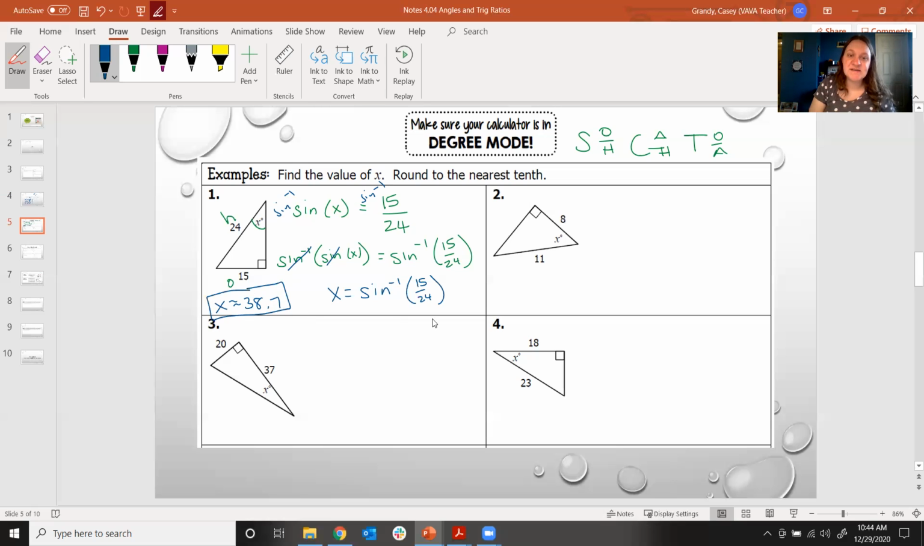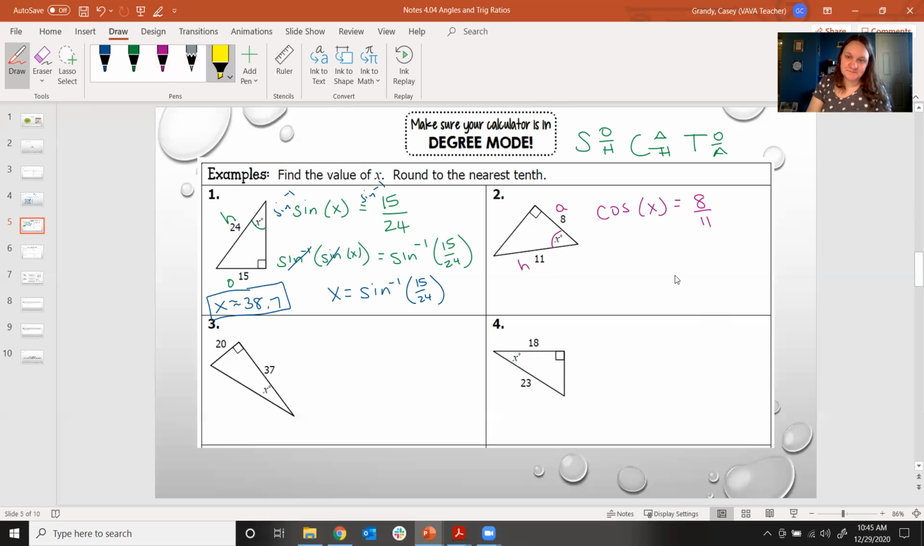Now there's a little shortcut to this. If you understand what I did in this second green step, there's a way to kind of do a little shortcut around that. I'll show you here. Let's look at example 2. My angle is x, the hypotenuse is 11, 8 is the adjacent. So I'm looking at cosine. So the cosine of x equals 8 over 11.